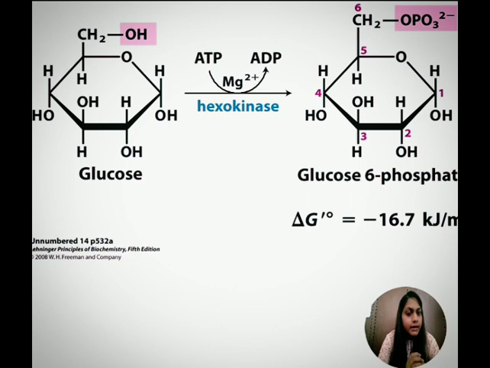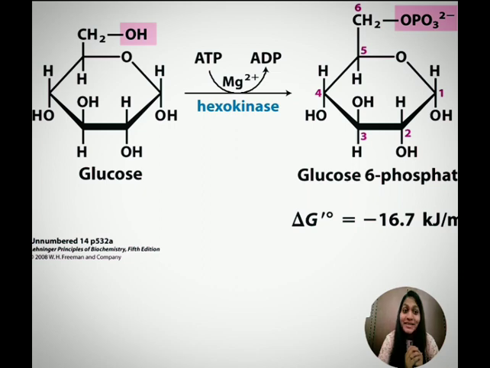One fascinating thing here is the importance of phosphorylation of glucose. Once glucose enters into a cell, there are chances that it might escape the cell, right, via the plasma membrane. So what holds on to glucose inside the cell?